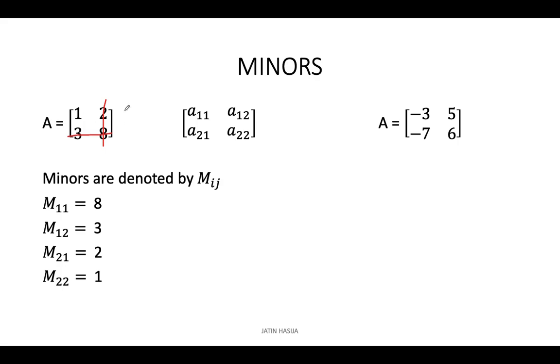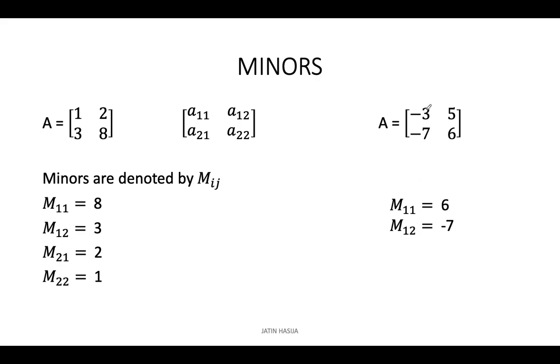Now I have explained the same concept in this matrix also. Please try to focus. M11, ignoring this column, ignoring this row, we will be left with this. M12, ignore this column and ignore this row. We will be left with minus 7.